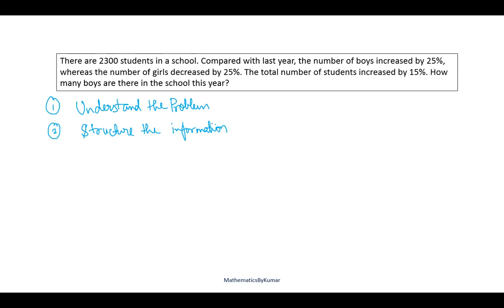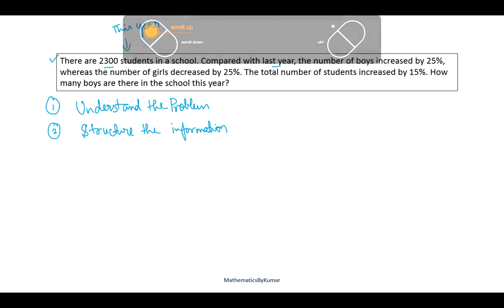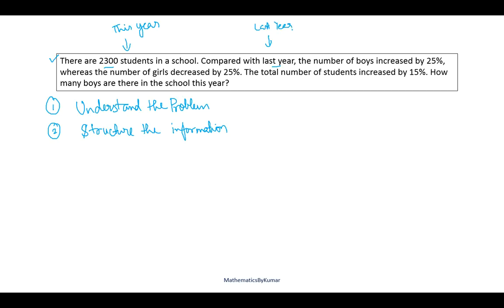For example, if I read this question, there are 2300 students in a school compared with last year. Okay, so straight away you are seeing that there are two situations that I'm getting. This situation is for this year, and I'll also be getting some information for last year. All right, so let's look at what happened last year. The number of boys increased by 25%. So whatever the number of boys was last year, this year it is 25% more than that. Whereas the number of girls decreased by 25%.